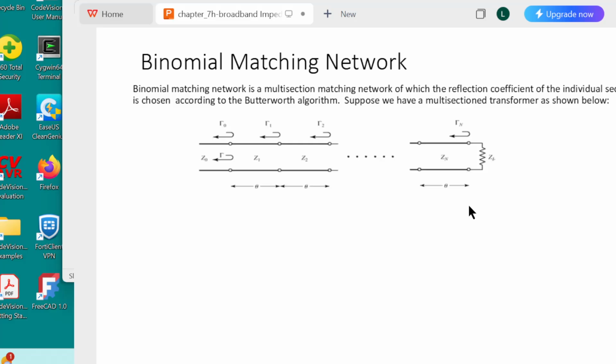So before moving forward, let's take a look at the multi-section quarter wave transformer. Just like in this case, I have N sections connected together. There is the first one, and then followed by many other identical quarter wave transformers. All of the quarter wave transformers have the same length theta.